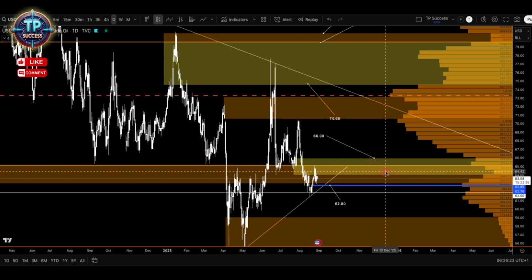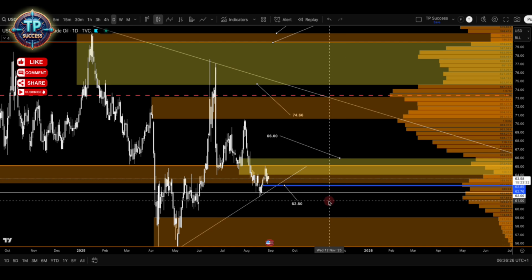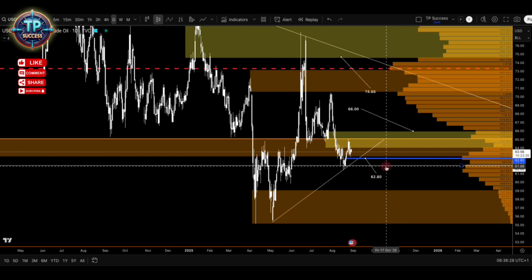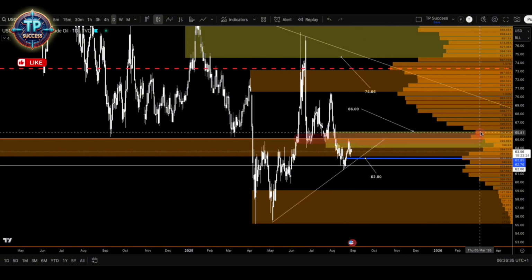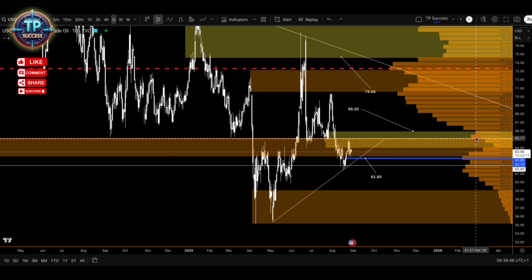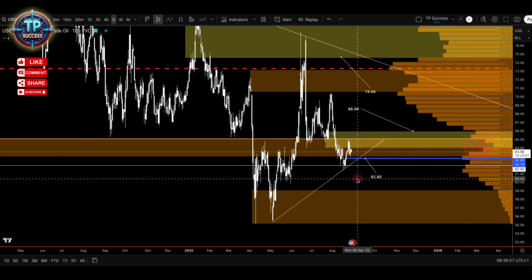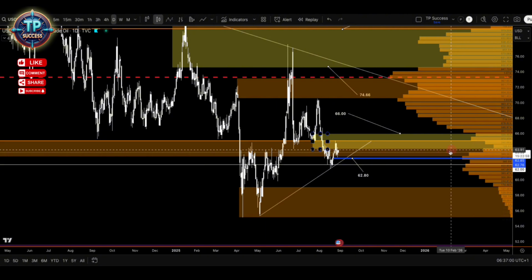66.00. Now, as it stands, where we have price right now, we actually have price below the value area low of the volume profile, and it's currently sitting in a low volume node at the moment. So here's price, the low volume node right here. As it stands, there's two ways you can play this.